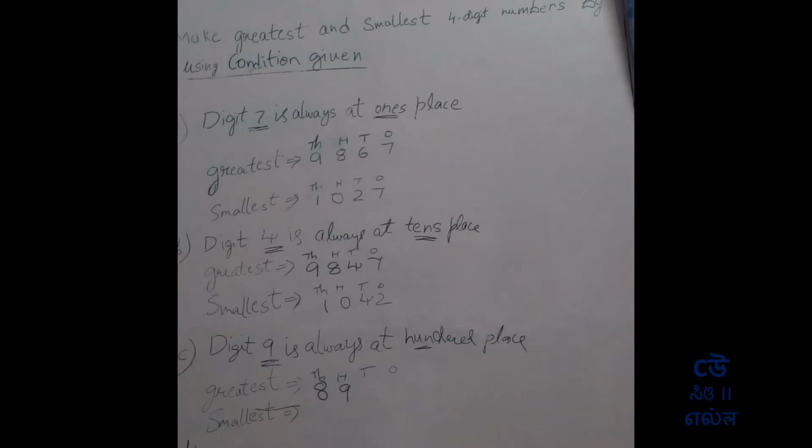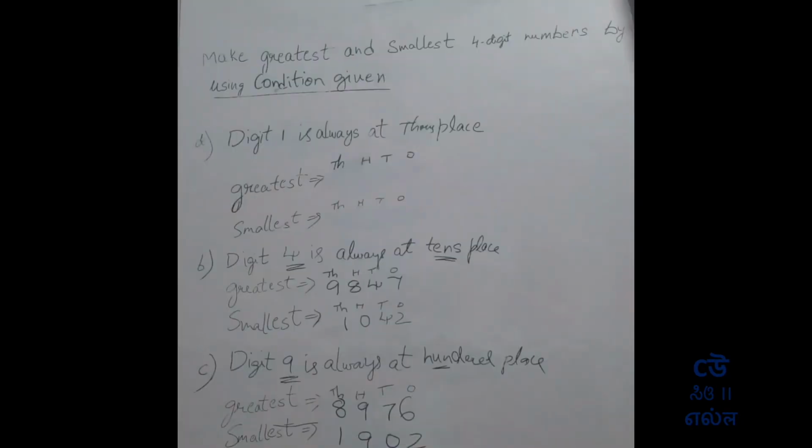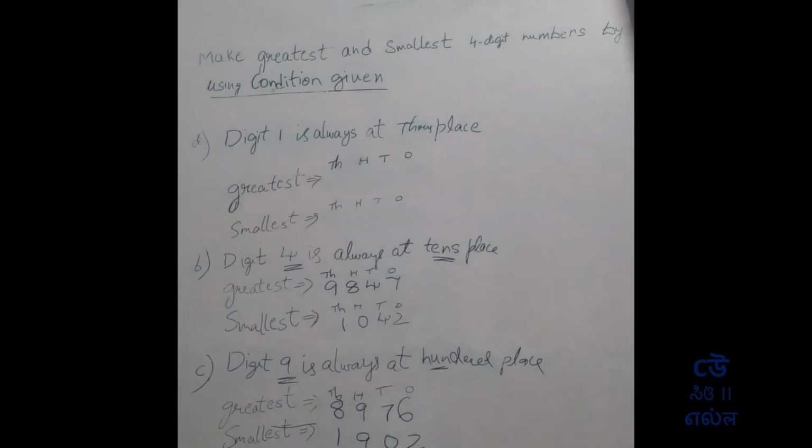From 0 to 8, 9 is also done, 8 is also done. So what we have to consider from 0. Let us solve the next problem, that is fourth problem.